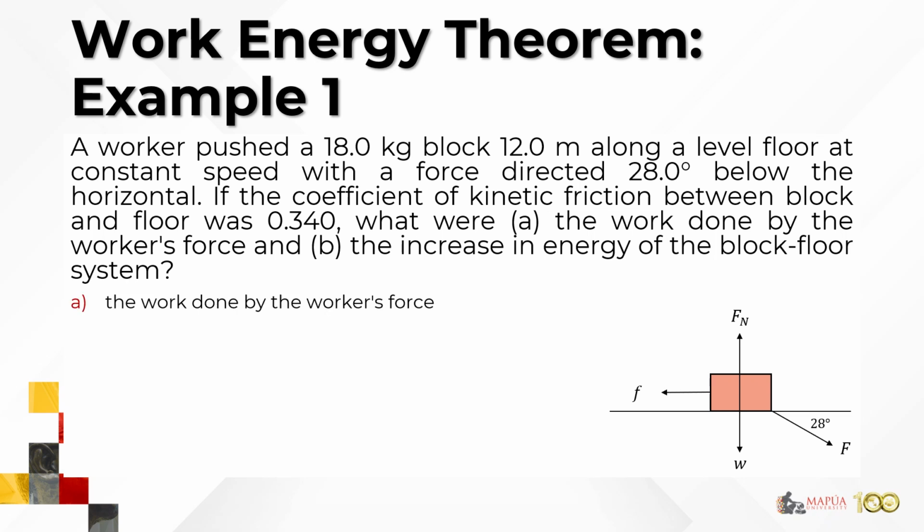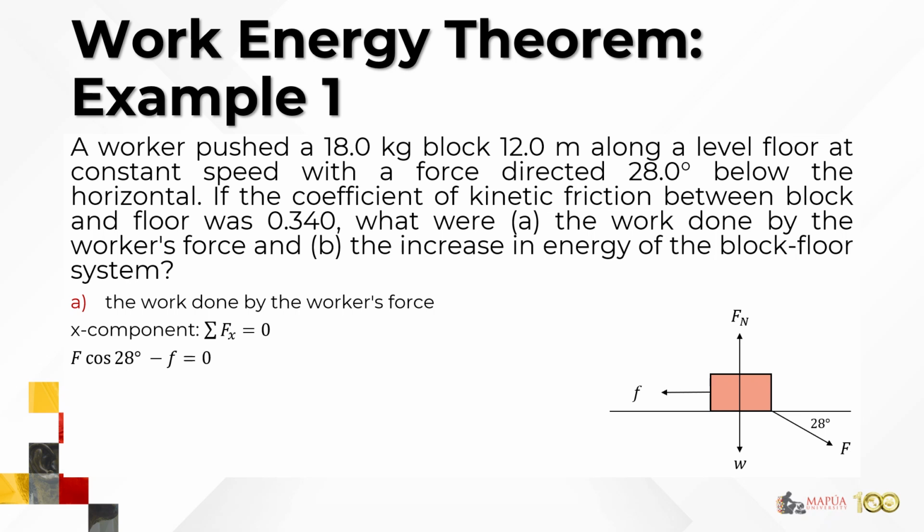So for letter A, the work done by the worker's force, remember that work is equal to FD cosine theta. Okay? So if D is given, we have to solve for F. And remember that F is a vector quantity, so the vector sum of F is equal to the sum of all the X components and the sum of all the Y components. So again, let's try to solve first for the X component. F sub X must be equal to 0.